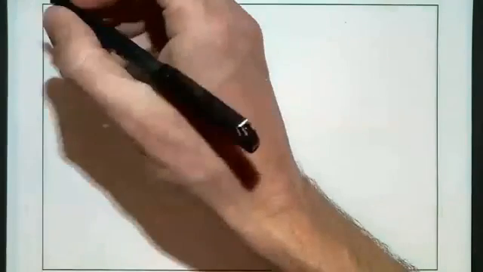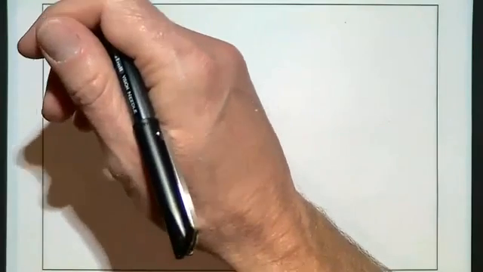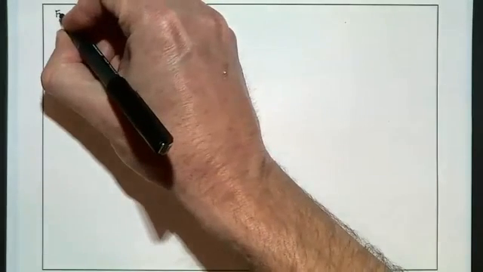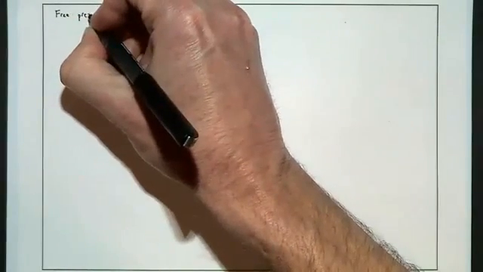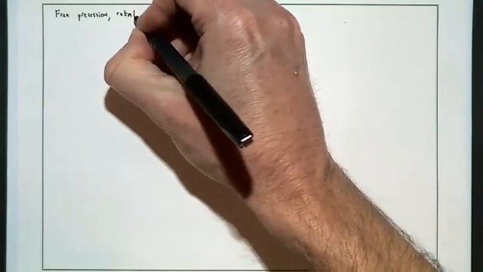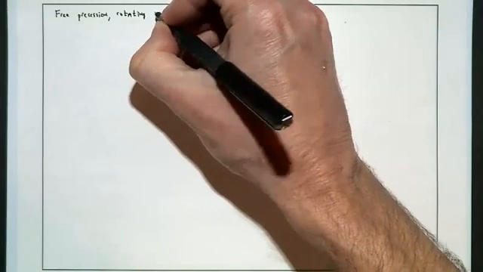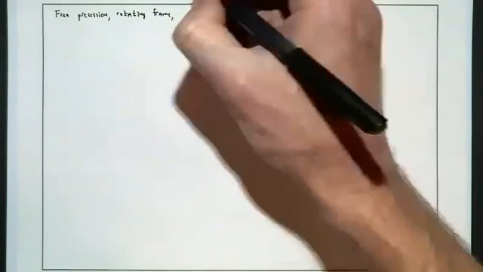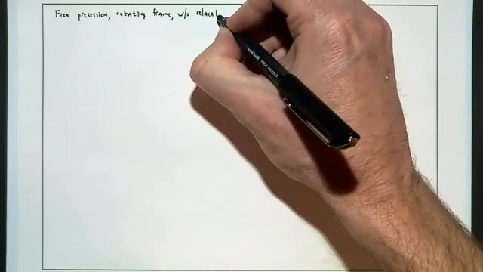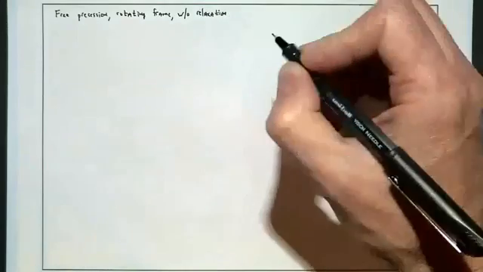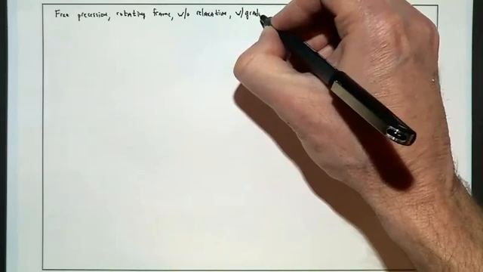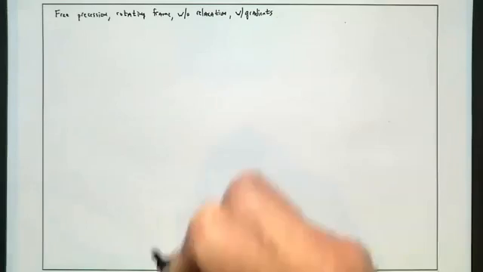Okay, so the situation that I want to talk about is free precession. This will be in the rotating frame, without relaxation. We're not going to worry about relaxation right now. Takes us back a couple lectures. But importantly, we want to talk about it with gradients. We need to add a new B field term to account for the effect of the gradients.